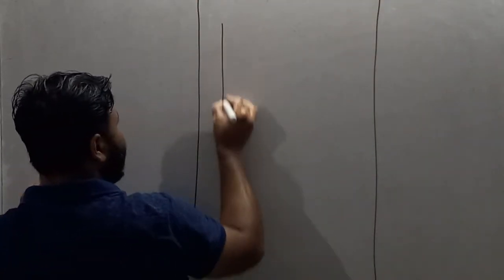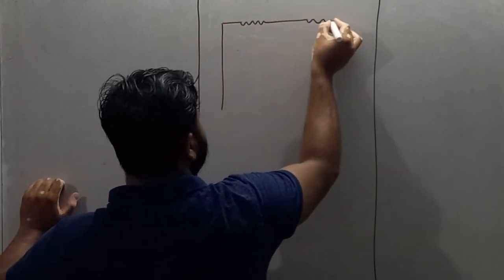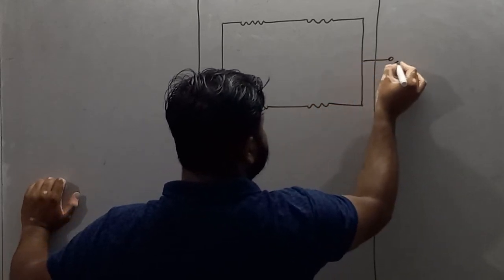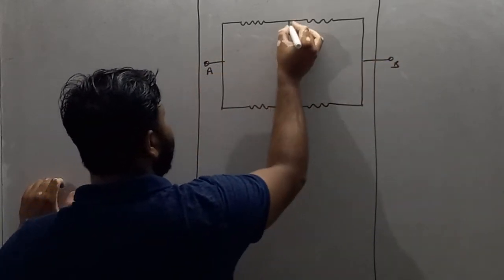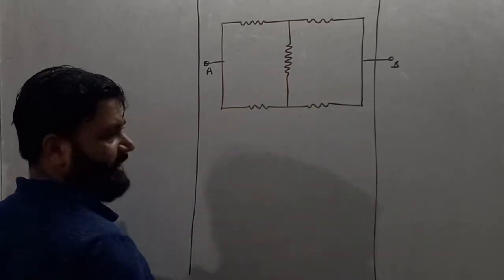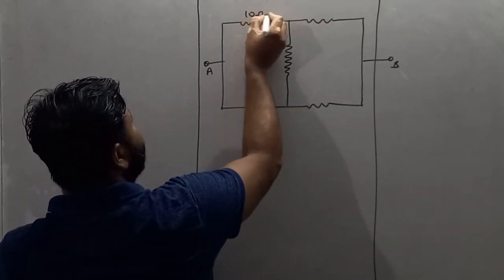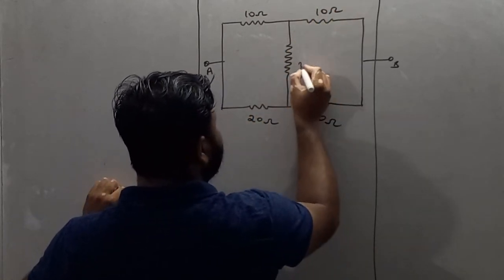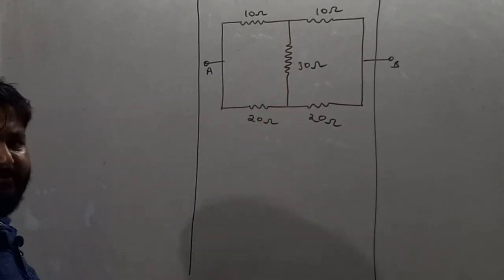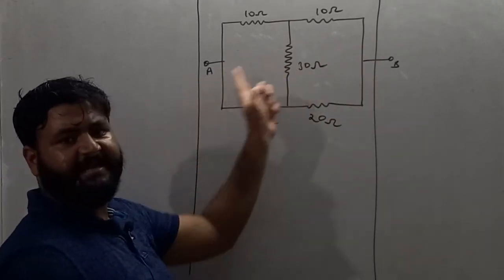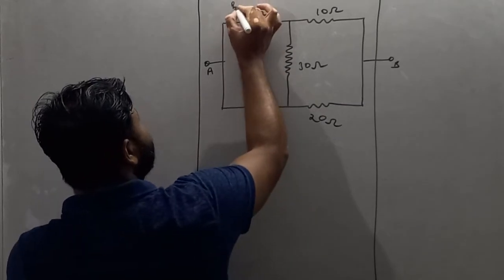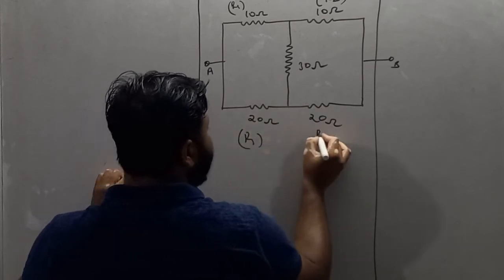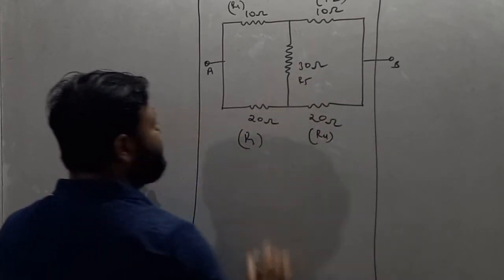let's suppose 5 resistors are there, 1, 2, 3, 4, and this point is B, this point is A. Here comes R5. Let's suppose this resistor is of 10 ohm, this resistor is of 10 ohm, this is of 20 ohm, this is of 20 ohm, and let's suppose this is 30 ohm. So we have to find the net resistance between points A and B. So my dear student, let us imagine this must be R1, R2, R3, R4, and this resistor be R5.